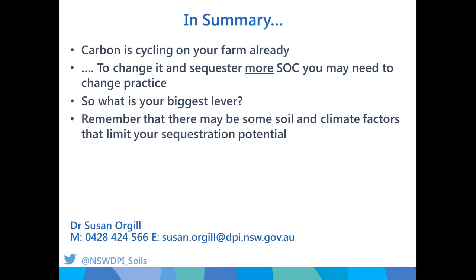And that's going to be up to the farmer or for advisors, up for you to actually work out what's limiting. And sometimes there's going to be some soil and climate factors that might limit the sequestration potential. So you need to be smart about it. You pick the right practice for the right place at the right time, and that's going to increase soil organic carbon on your farm. Thank you very much for listening.